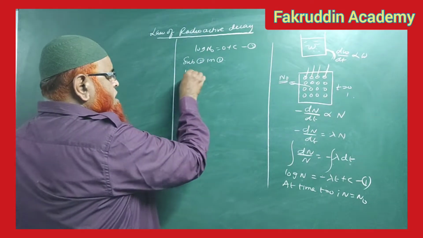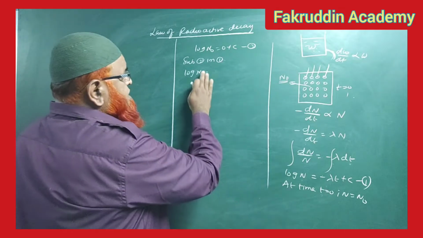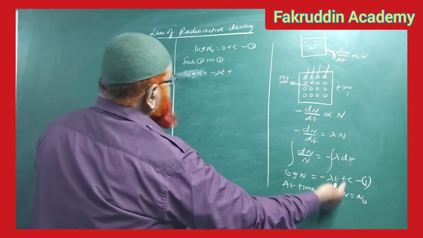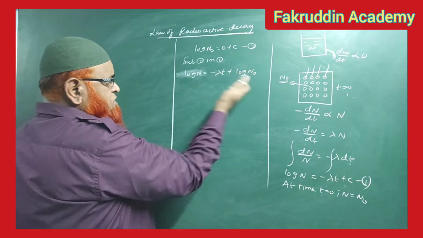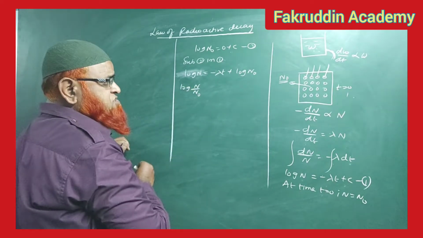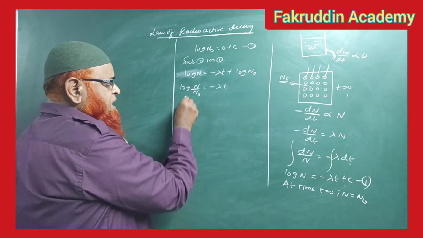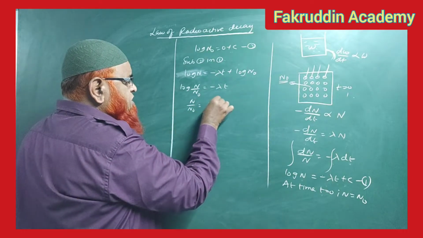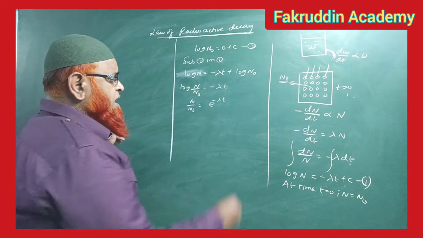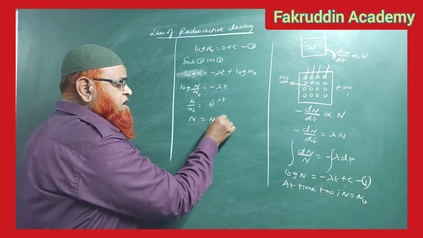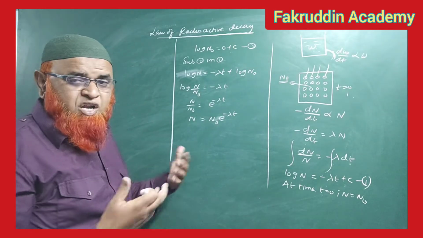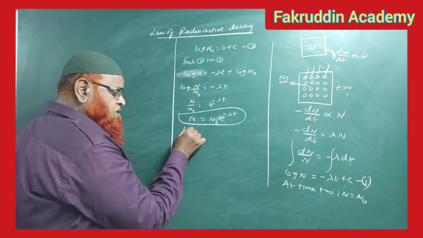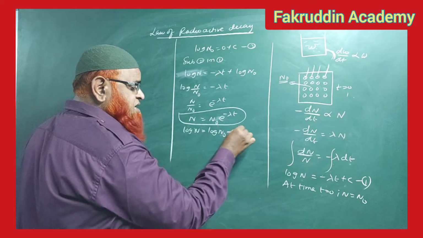Substituting 2 in 1, we get log N is equal to minus lambda into t, and instead of c, we write the value log N0. Taking log N0 to the left side, it becomes log N by N0 is equal to minus lambda into t. When log goes to the right side, it becomes exponential form. So N by N0 is equal to e power minus lambda t, which gives N is equal to N0 e power minus lambda t. So we're getting this equation. Applying log once again, let us see what we get: log N minus log N0 is equal to minus lambda into t.